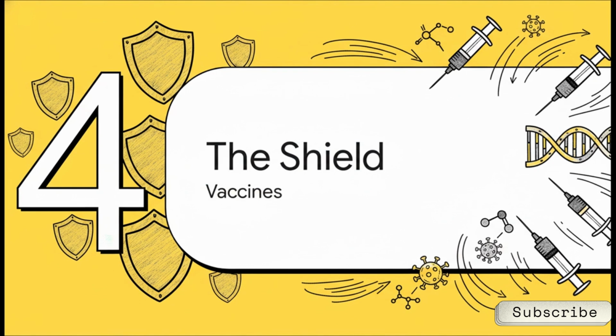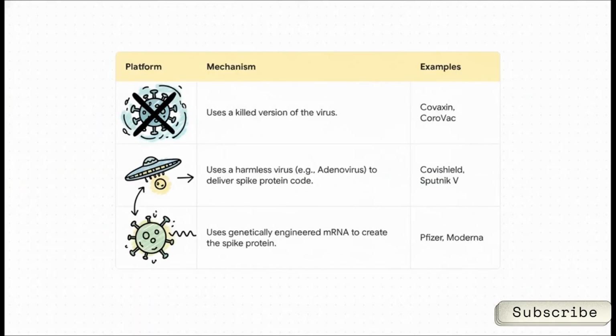All right, Section 4, the shield. Let's talk about our primary line of defense, the vaccines that were developed to fight this thing. For your exams, you have got to know these 3 vaccine platforms. First up, inactivated vaccines, which just use a killed version of the virus. Second, you've got viral vector vaccines, which use a totally harmless virus as a little delivery truck for the spike protein code. And third, RNA vaccines, which use mRNA to teach our own cells how to make the spike protein. Know the mechanism and an example for each one.